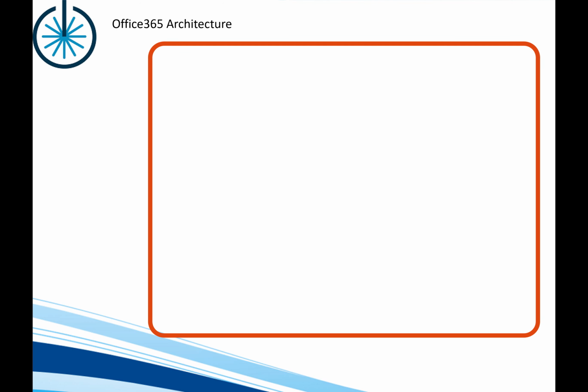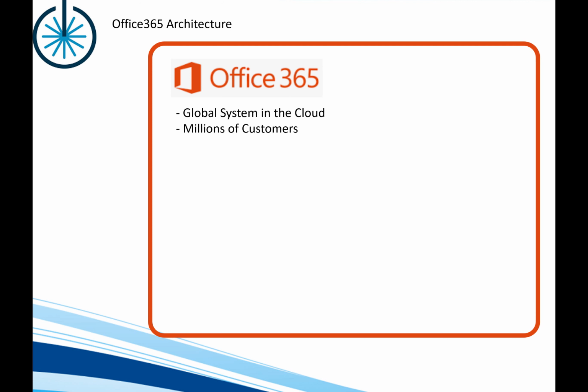So let's talk about Office 365 architecture. Let's bring it back and talk about the big picture, and then we'll bring it down to just our individual logins. So Office 365 is a global system in the cloud. They have millions of customers using the system in many countries around the globe. They have thousands of servers all over the world.